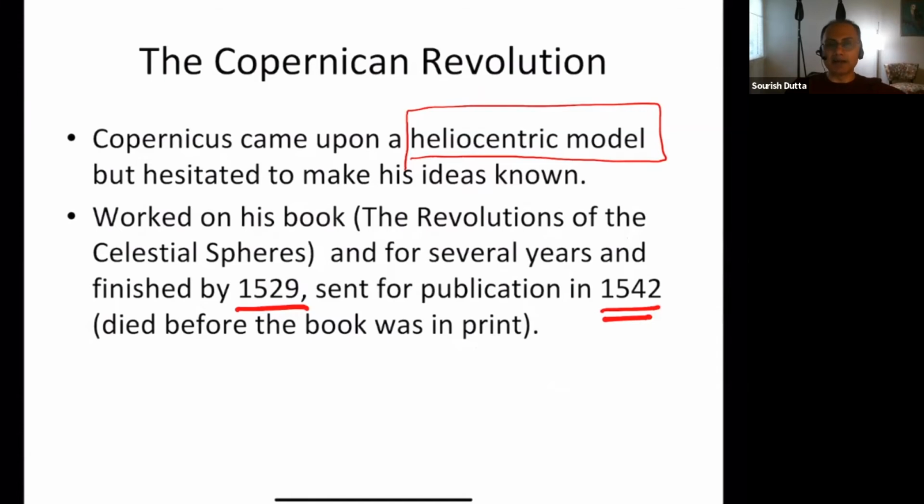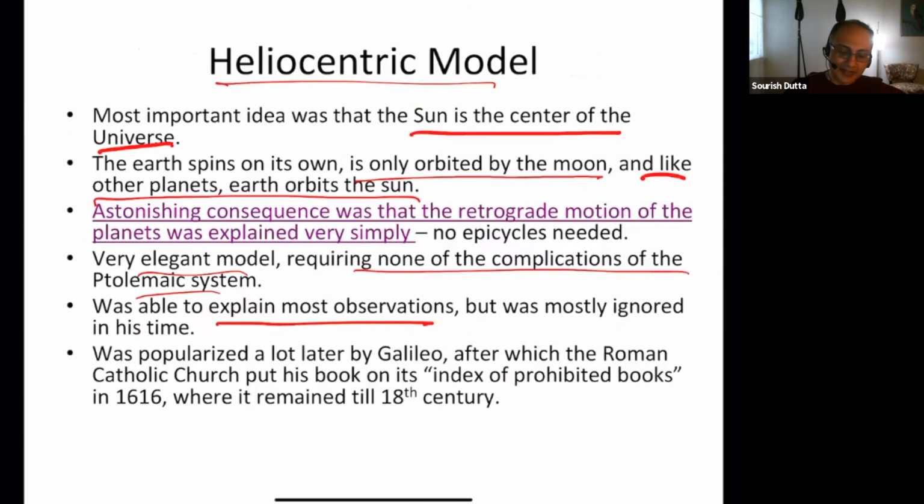As I mentioned, Copernicus did not feel confident or secure making his model public, because he knew that he could get into a world of trouble if the Catholic Church realized that he was saying things that contradict them. So he only sent his book for publication in 1542, when he was on his deathbed. Not a lot of people knew about this model, and it was mostly ignored in his time. So he never really saw this model taking over the world while he lived. This model became much more popular later on, at the time of Galileo.